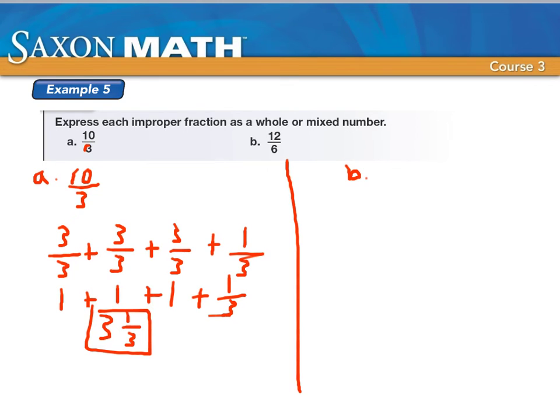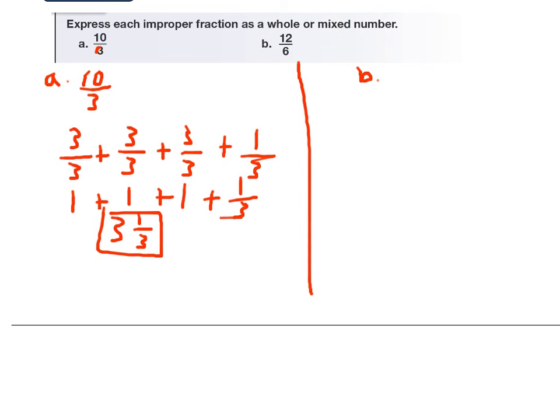Another way we can solve that same problem, another method you can use, is to divide 10 divided by 3, because when we divide fractions, we always take the top divided by the bottom. So I can do 10 divided by 3 and ask myself, how many times does 3 go into 10? Well, it goes in 3 times, and 3 times 3 is 9. I subtract and I get 1. When this remainder is smaller than what I was dividing by, I can write that as a fraction.